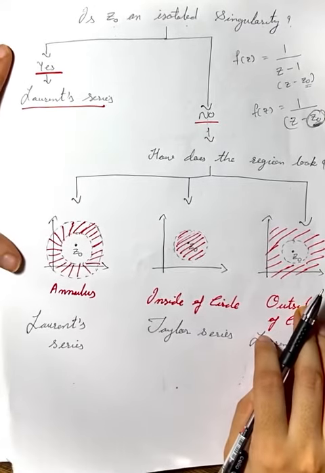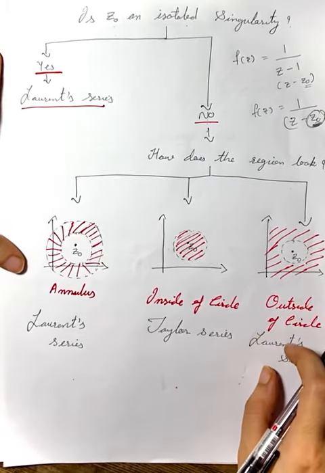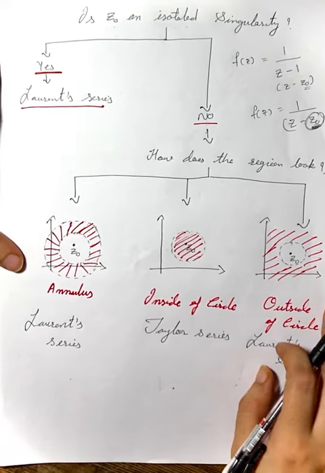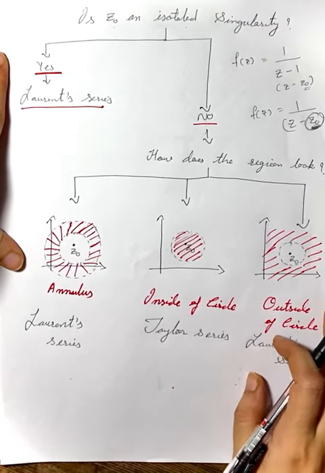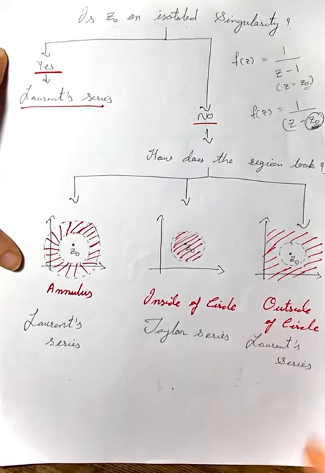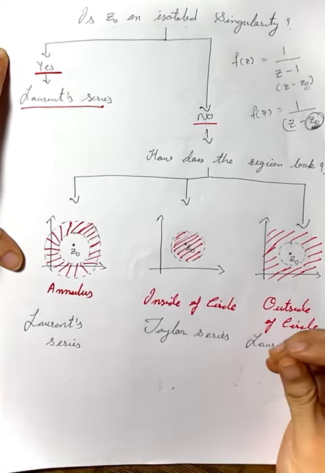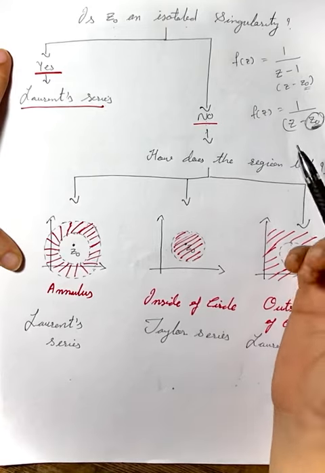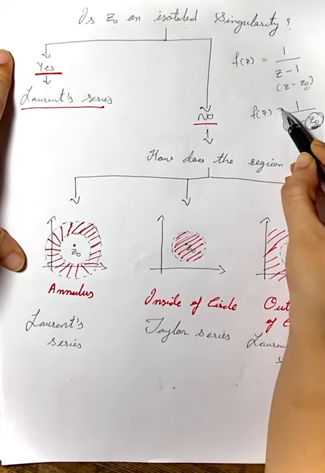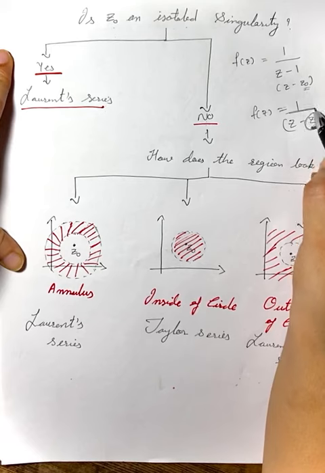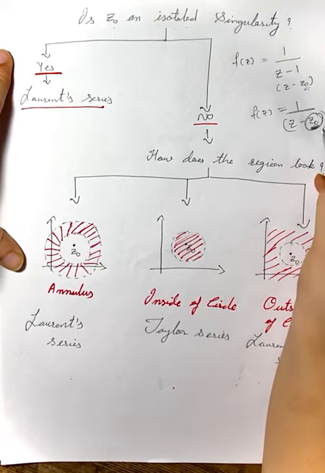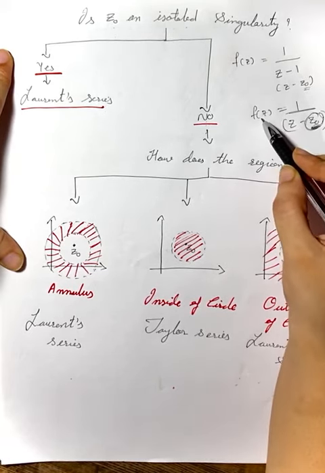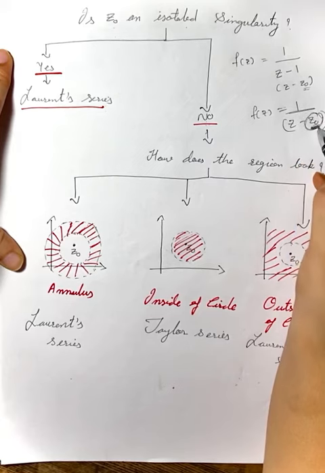Hi friends, in this video we are going to see how to determine whether we should use the Laurent series or Taylor series. Now many times we are asked questions in which you are given a function f of z, and generally this is the most generalized structure I could tell you for now, and that is you are given something like f of z equals 1 upon z minus z0.